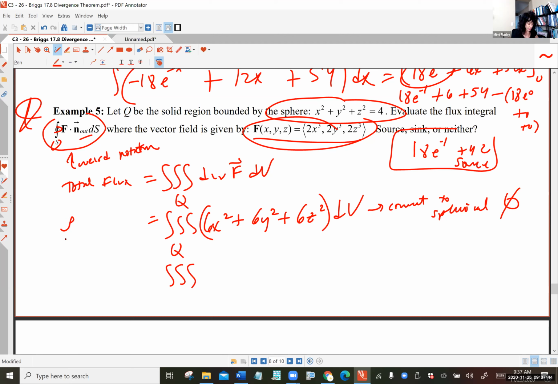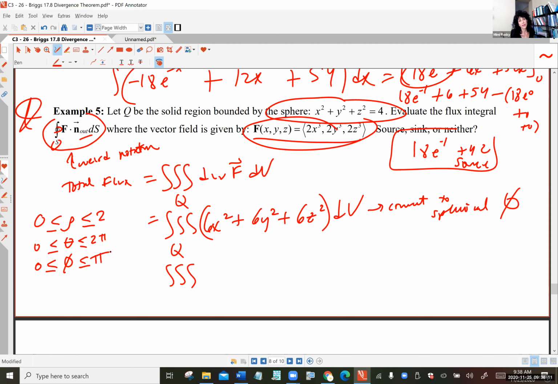So let's just do that. Rho, theta, and phi. Rho is doing what? 0 to 2. Theta is doing what on that full sphere? 0 to 2 pi. And phi is doing what on the entire sphere? 0 to pi. If I were asking you to do this with a hemisphere, that's half a sphere.